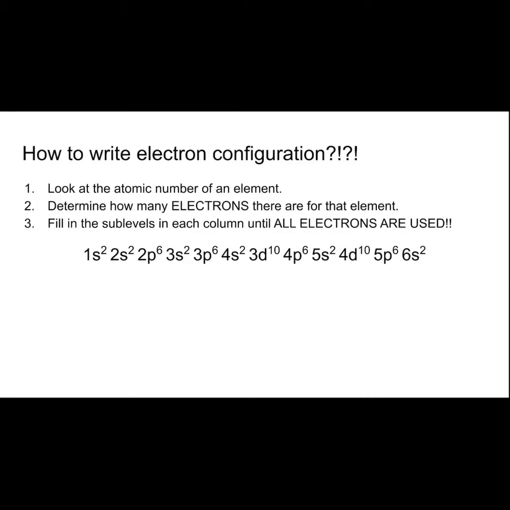So how to write electron configuration. Look at the atomic number of the element. The atomic number tells us protons, but it also tells us electrons. So we can determine how many electrons there are for that element. Step 3, fill in all the sublevels in each column until all electrons are used.